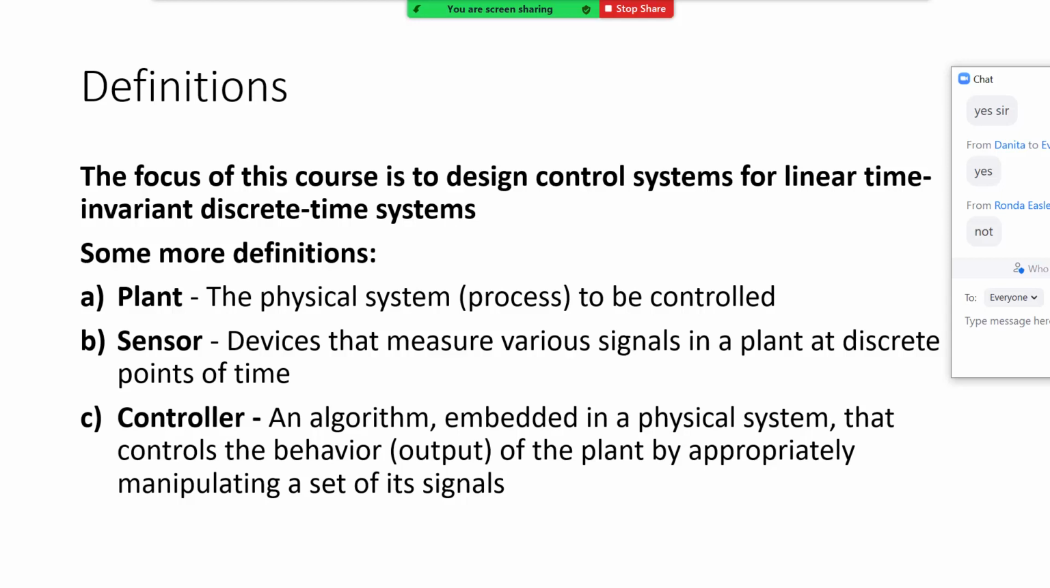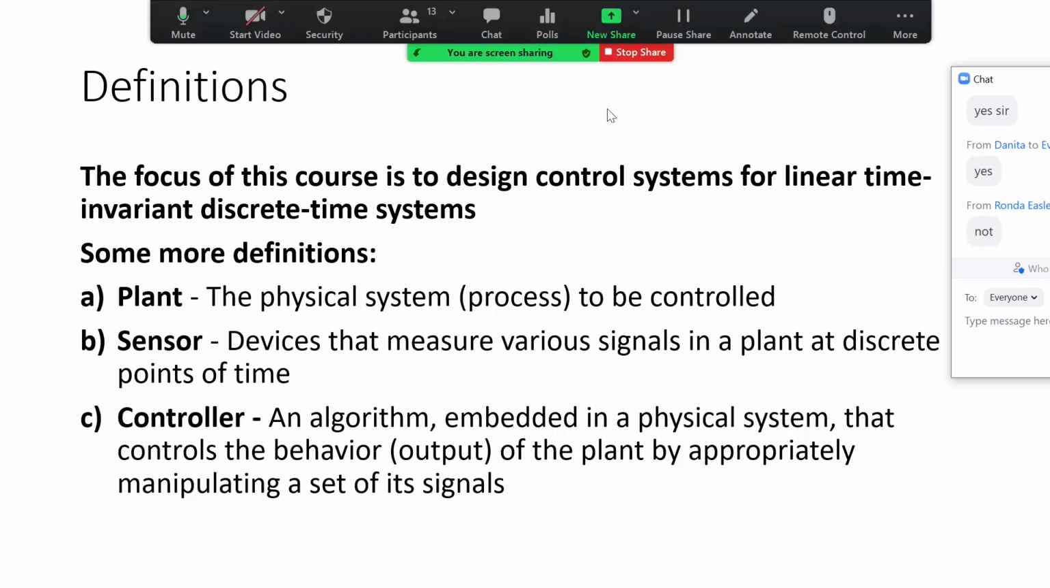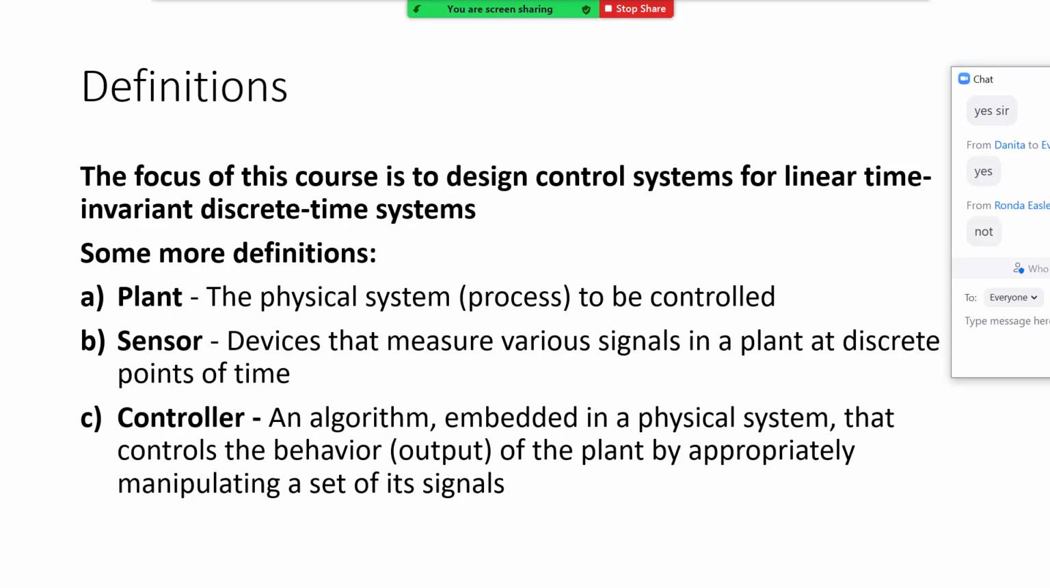Some definitions as we move forwards. Probably these are already familiar, and we can keep referring to or using these terms. The plant is the physical system or the process that we're trying to control, and we'll always refer to it as the plant. We have the sensor, which are the devices that measure the various signals in the plant.